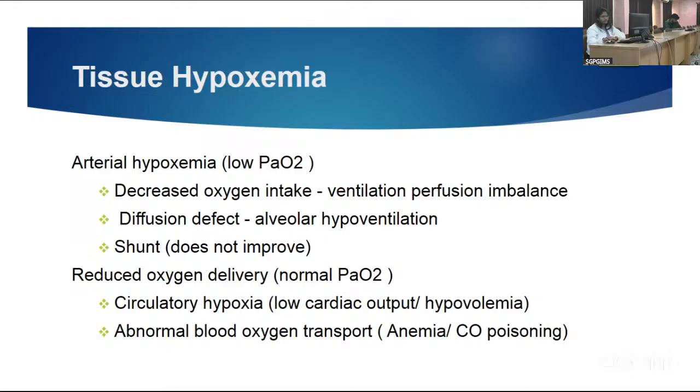Now what is ventilation perfusion imbalance here? It refers to an imbalance between the air reaching the alveoli and the pulmonary capillaries. We can also say that arterial hypoxemia is due to a diffusion defect, or alveolar hypoventilation, where there is no space between air and fluid. Also shunt: in shunt, why do we say there is not much improvement?